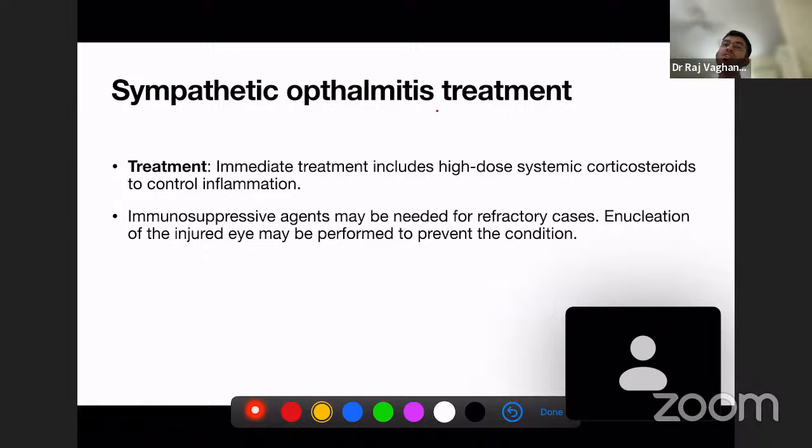Now, how do you treat this condition? Immediate treatment includes high-dose systemic corticosteroids. So we are not preferring topical corticosteroids. We are giving systemic corticosteroids.